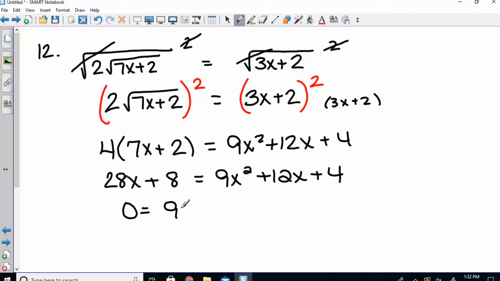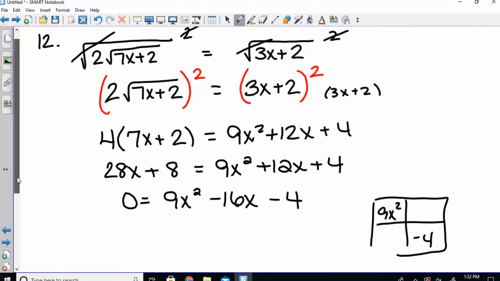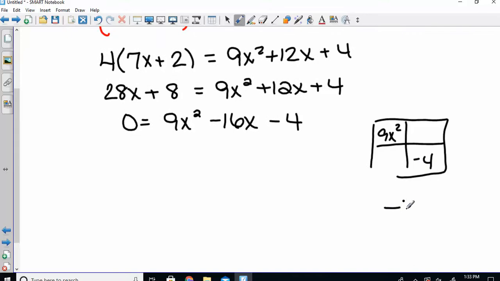And we need to set it equal to 0. So subtract over the 28x. Subtract over the 8. So now we can do box method. So those multiply to negative 36 and add to negative 16.